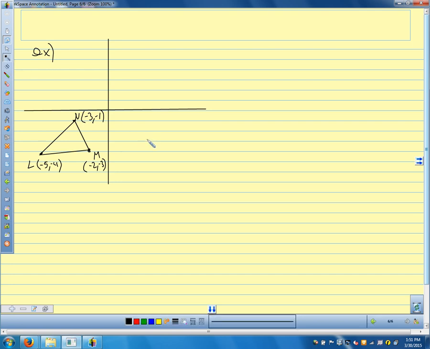And then we're going to translate this, and I know my drawing's not perfect. Let me just move that up. That'll look a little better. L prime is the point 1, -1. And let's say that M prime is at the point 4, 0, and N prime is at the point 3, 2.